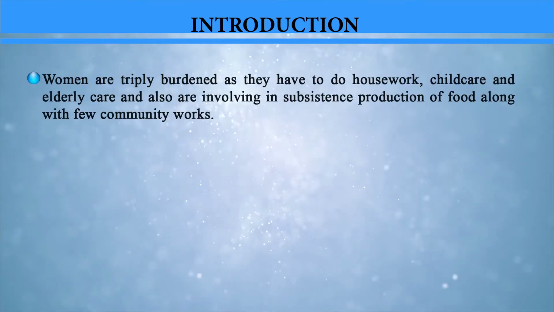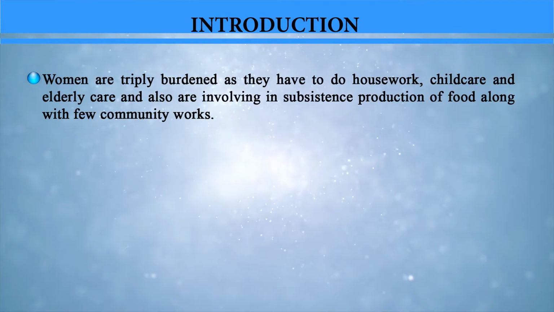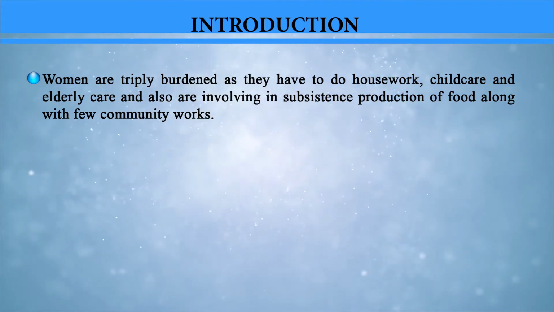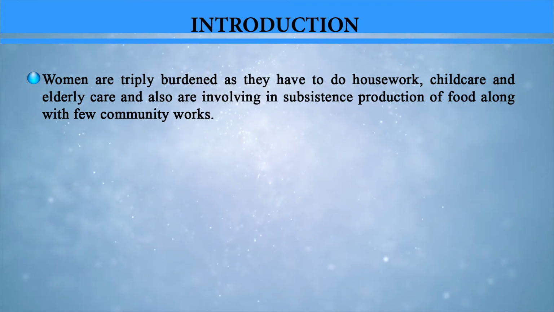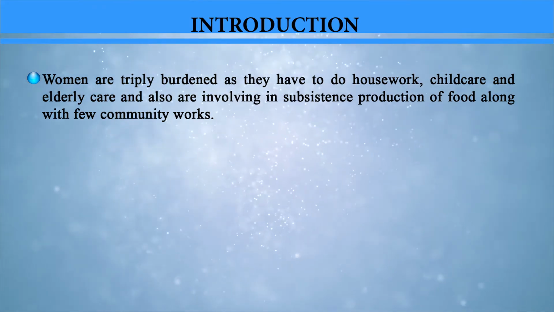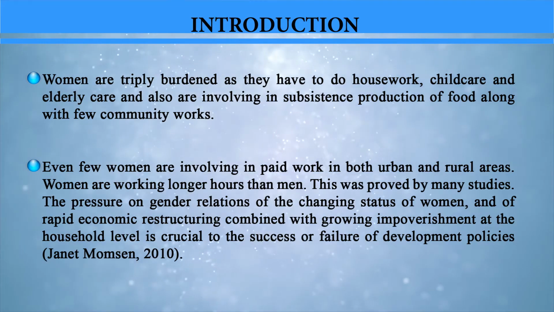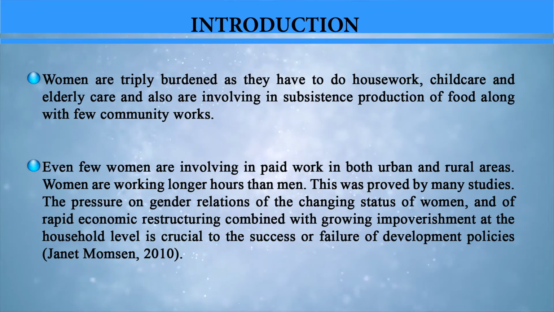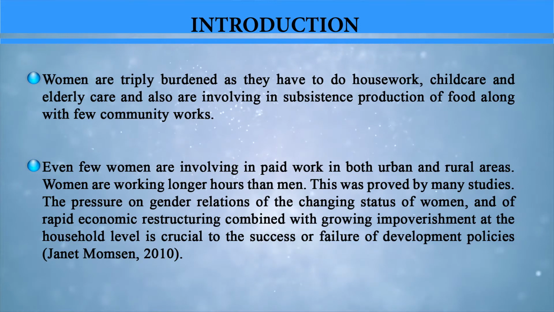By looking at the current status of women, women are triply burdened as they have to do housework, childcare and elderly care, and are also involved in subsistence production of food along with a few community works. So, every woman involved in paid work in rural and urban areas is also doing unpaid work. Women are now working longer hours than men. This was proved by many studies.